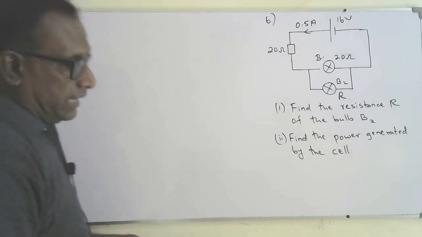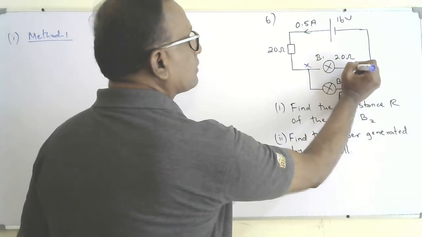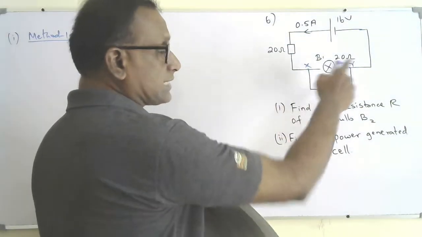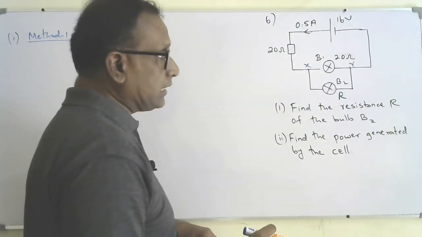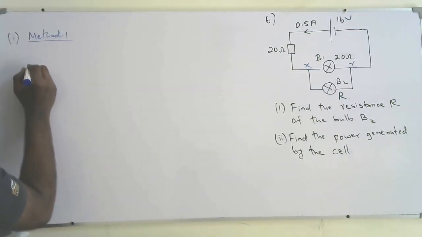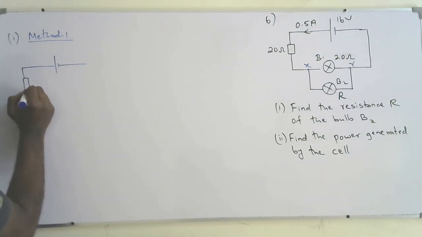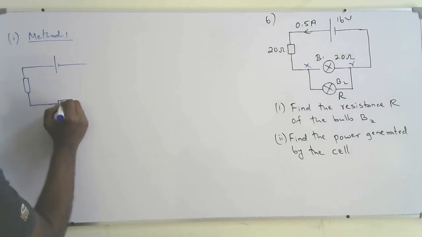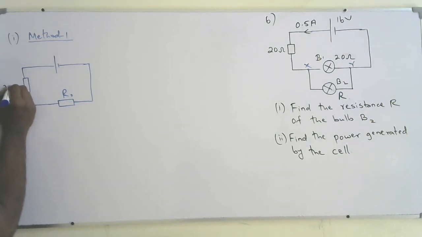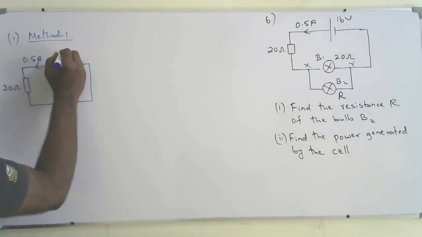Okay, so I can identify two junctions here, X and Y. The bulbs B2 and B1 are connected to the same junctions X and Y, directly connected. So they are in parallel. And if I take their equivalent resistance as R naught, I can redraw the same diagram. The circuit could be drawn again like this. This is R naught, 20 ohms. The current is 0.5 ampere and this is 16 volt.